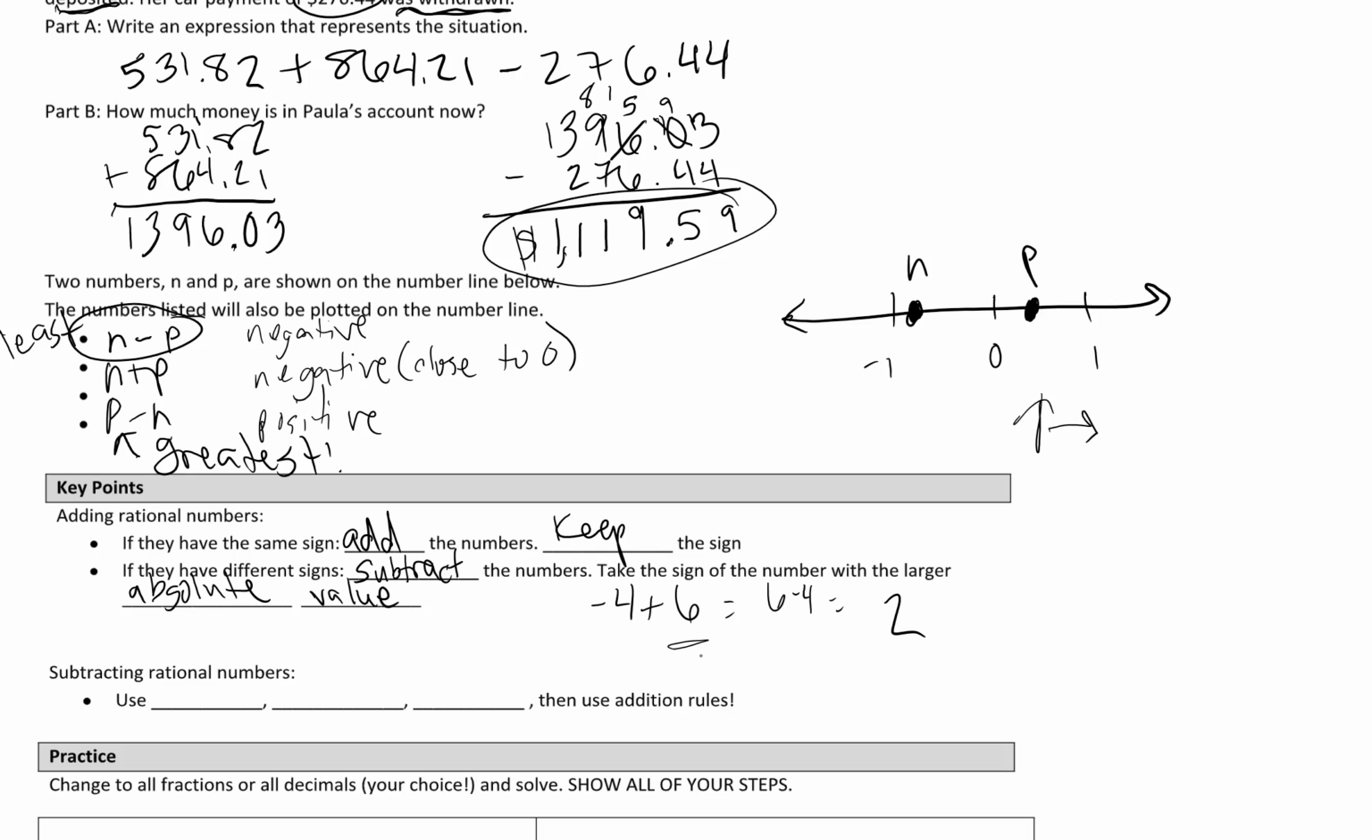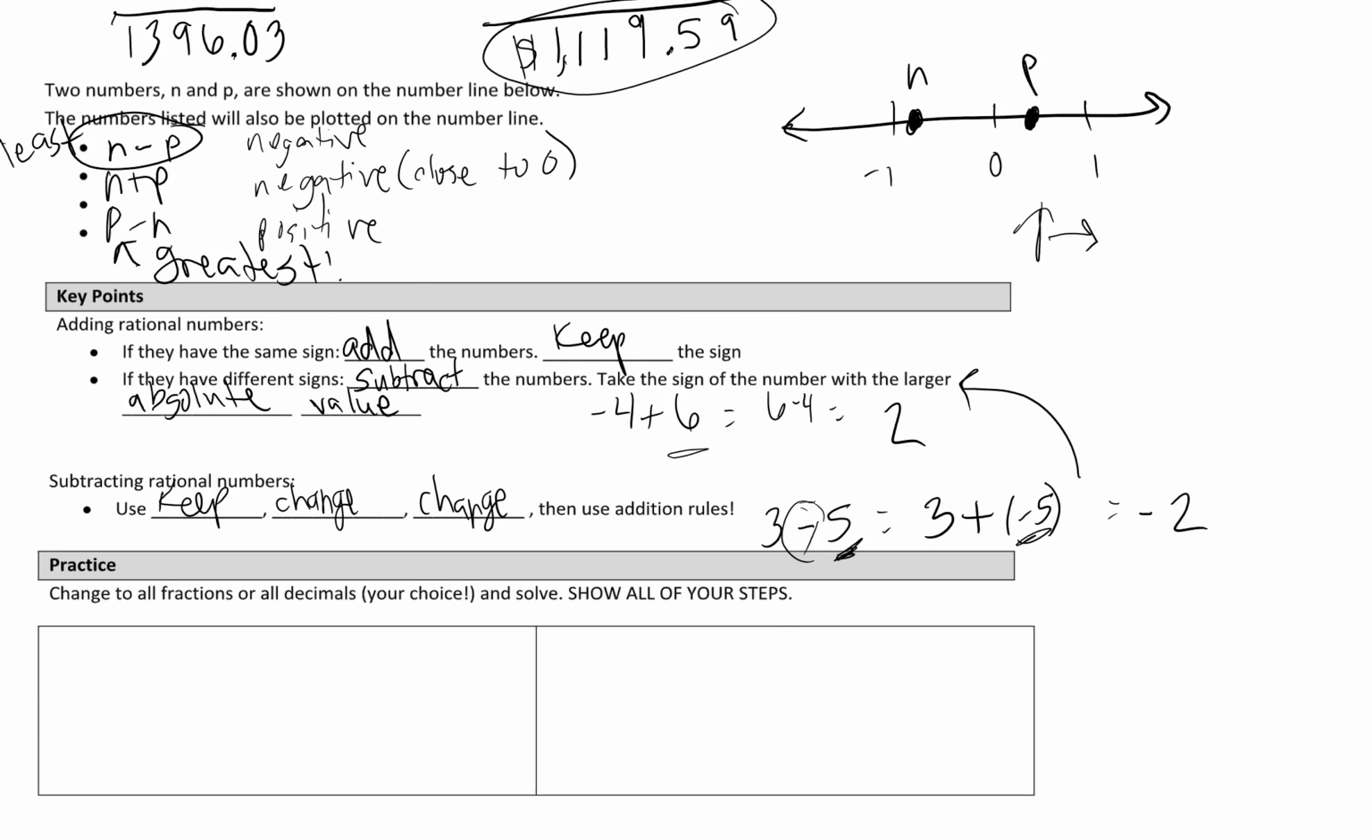All right, if we have subtraction, so maybe something like 3 minus 5, we're going to rewrite it using keep, change, change, and then use our addition rules above. So keep, change, change, remember, is just the way that we change subtraction to addition. We keep the first number, we change the operation, so subtraction becomes addition, and then we change the sign on the second number. Right now it's a +5, we're going to make it a -5. So 3 plus -5, now I'm in this situation. I can subtract them to get 2, but since 5 has a bigger absolute value, it's going to be negative.